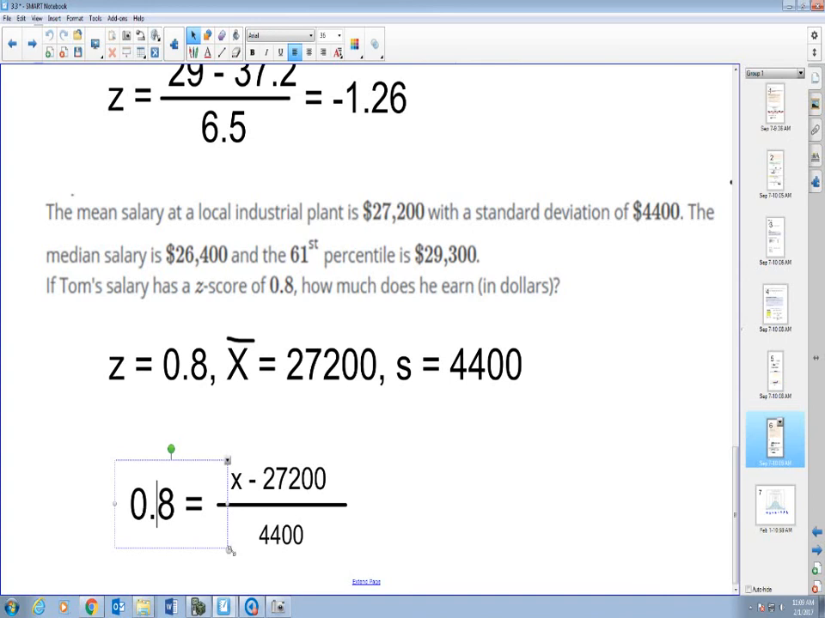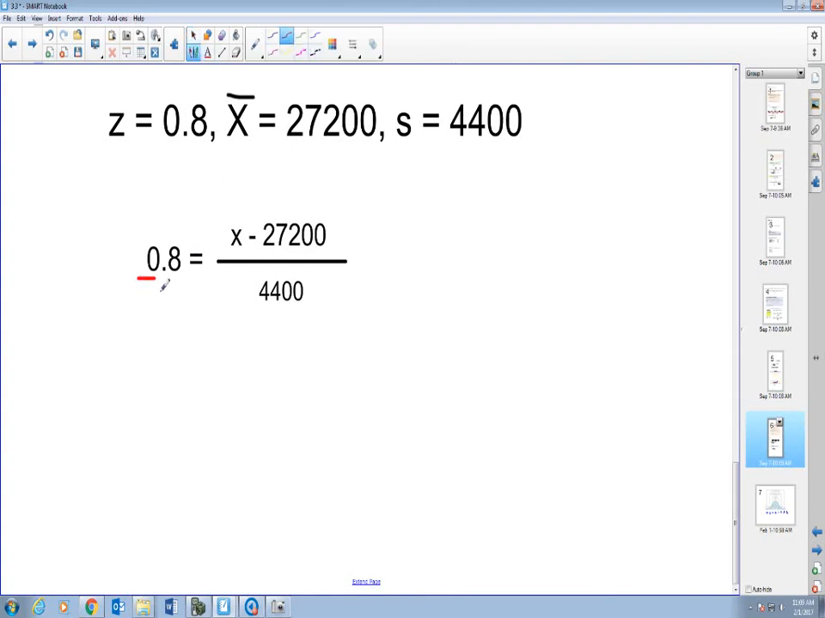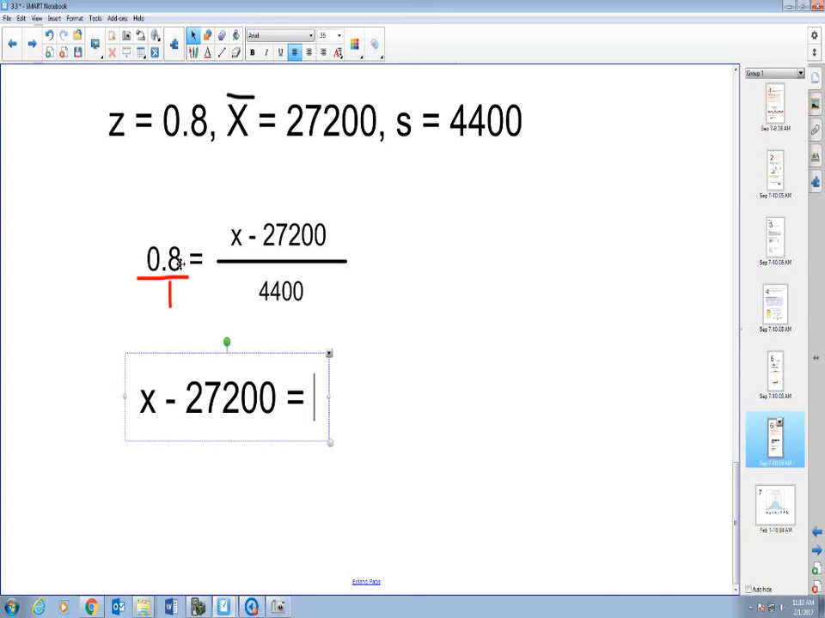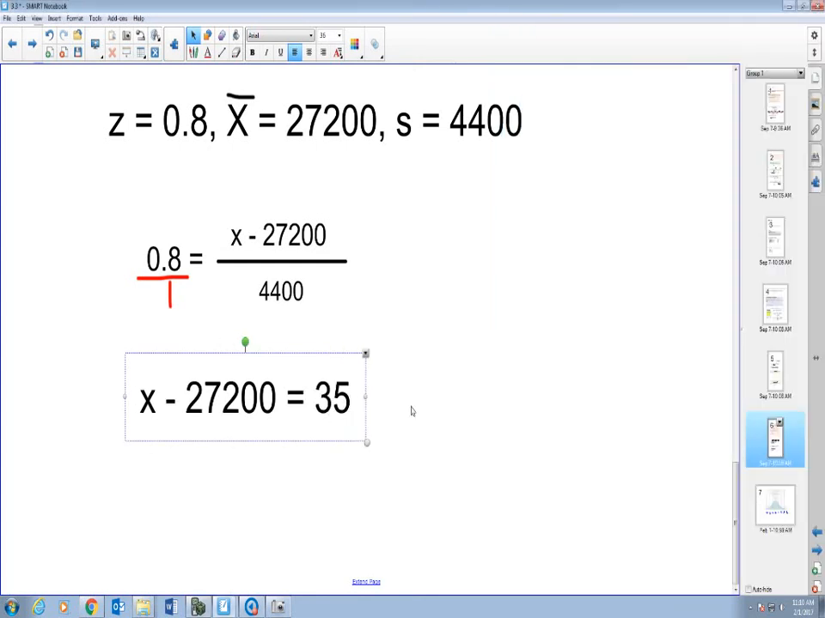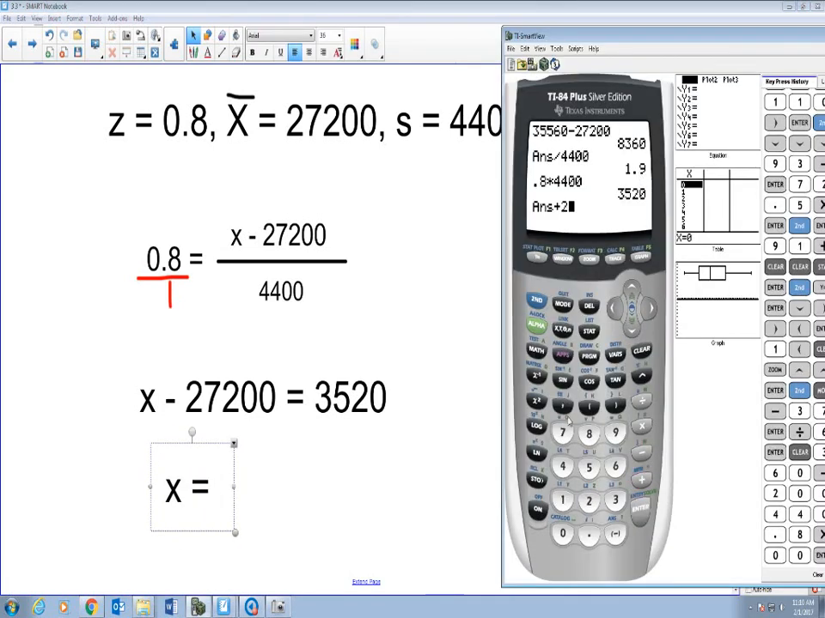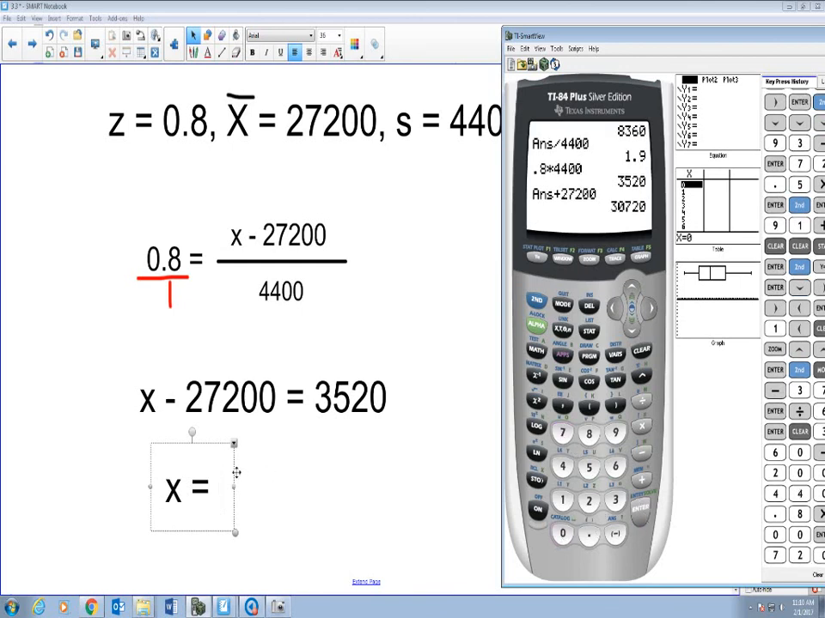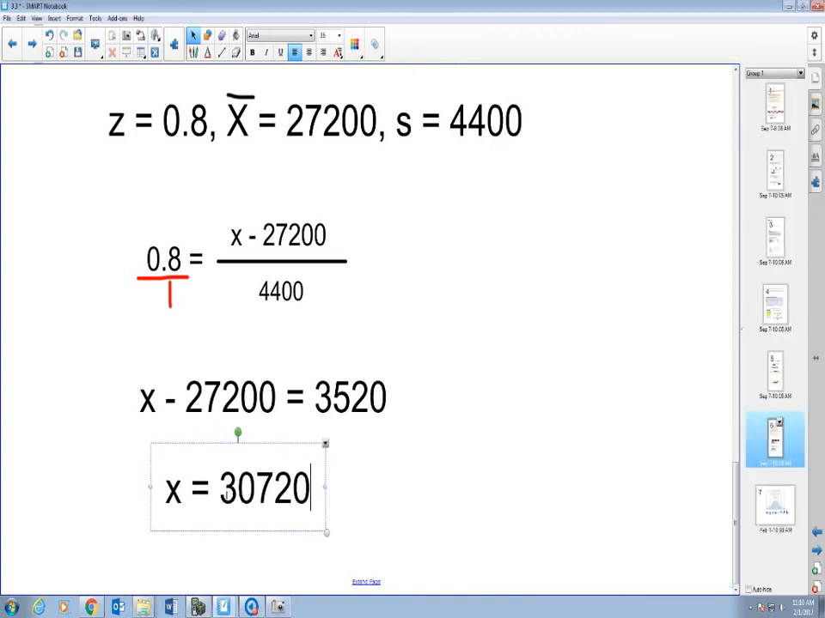Okay, so let's do a little bit of math over here for a minute. Cross product. The 0.8 here can be viewed as 0.8 over 1. 1 times x minus 27,200 is still going to be the same thing, set equal to, multiply diagonally, 0.8 times 4,400, which is 3520. To get x by itself, we will move the negative 27,200 to the other side, or you can say plus 27,200 on both sides. Either way, my answer, plus 27,200, the salary is 30,720. Okay, that's how you do this problem.